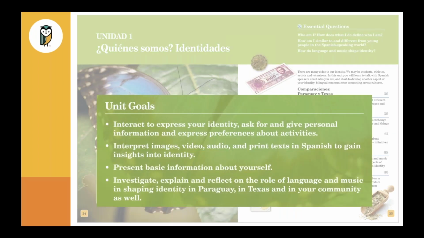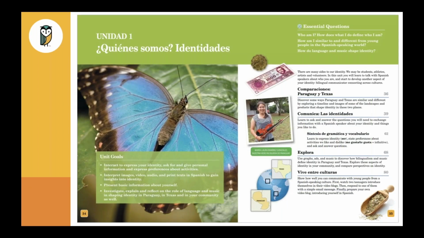Let's look at the unit objectives from EntreCulturas 1, Unidad 1, so level 1 of Spanish, Unit 1. Note how these objectives move students forward in their proficiency, how they address the 3 modes of communication and the National World Language Standards, and how they provide clear understanding of what students should know and be able to do at the end of the unit.